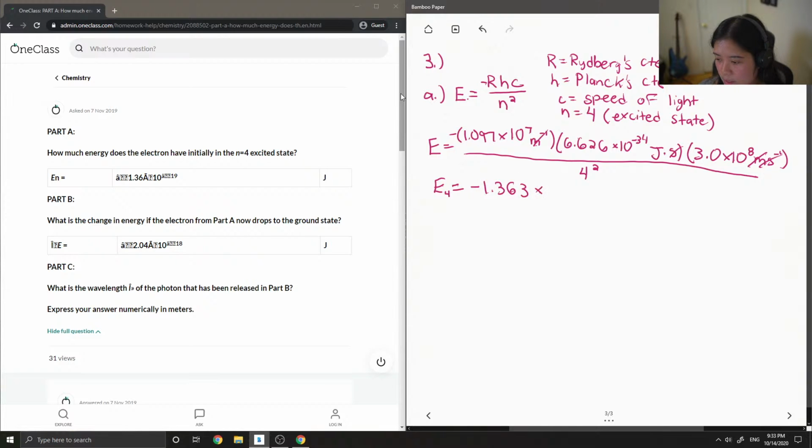1.363 times 10⁻⁹ joules, which is the same thing the person got.